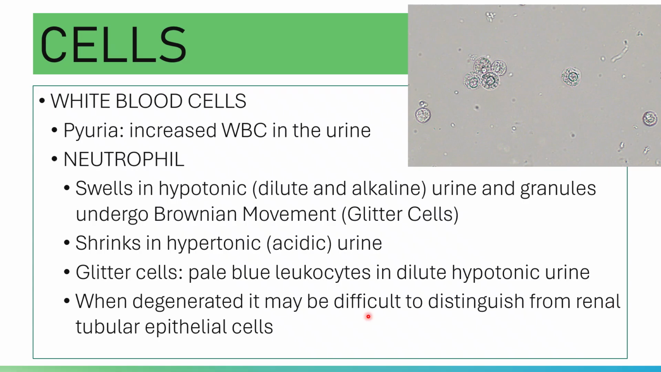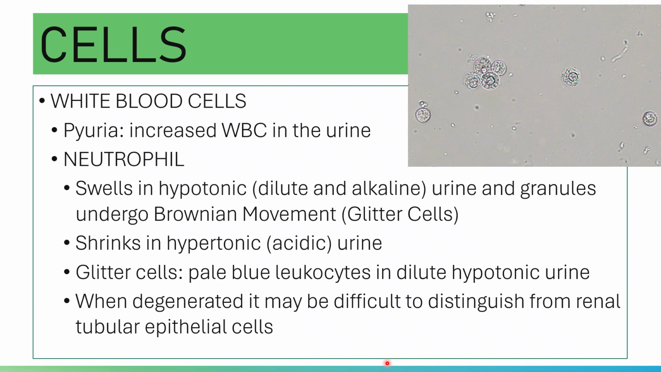As for the normal value, the normal value of WBC is 0 to 5 per high power field. However, females have higher leukocytes. Greater than 5 is significant, of course.